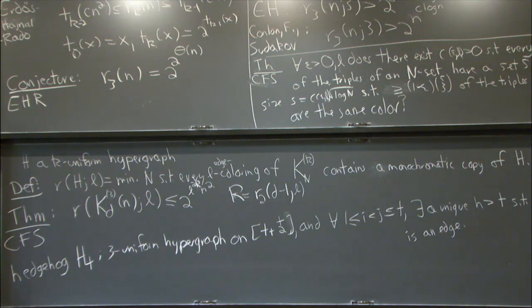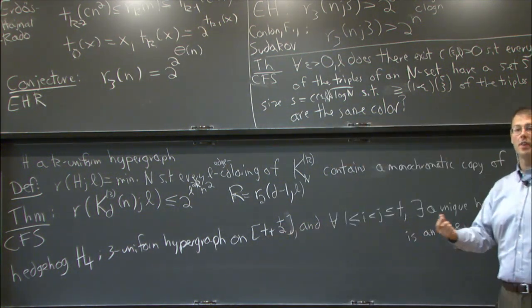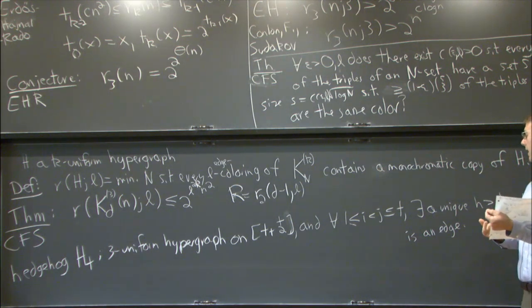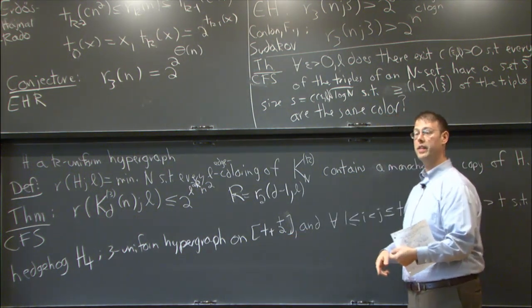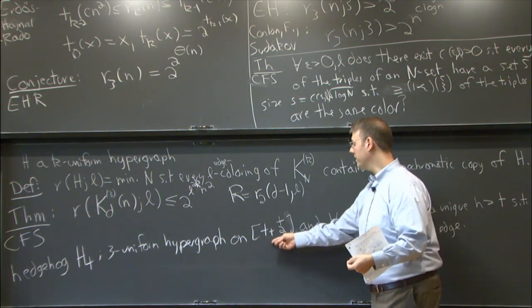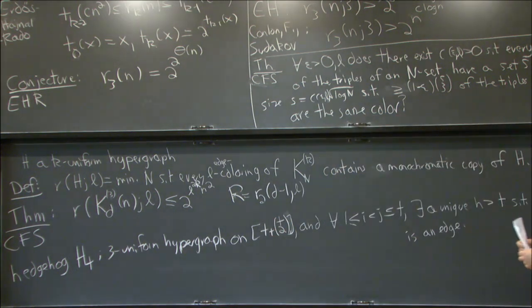OK, so this hedgehog hypergraph, you have these t vertices. And for each pair of vertices, there's going to be a unique third vertex that's outside of those t vertices that makes an edge. And those are your edges. So you have t choose 2 edges, and you have t plus t choose 2 vertices. This is the hedgehog hypergraph.